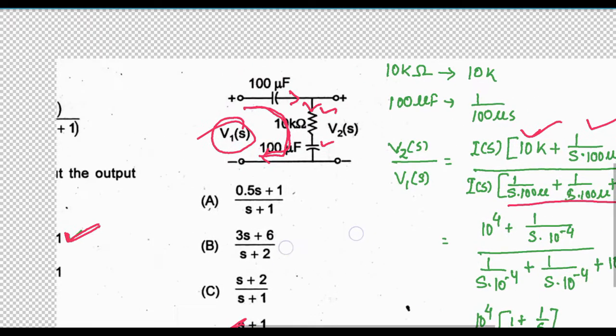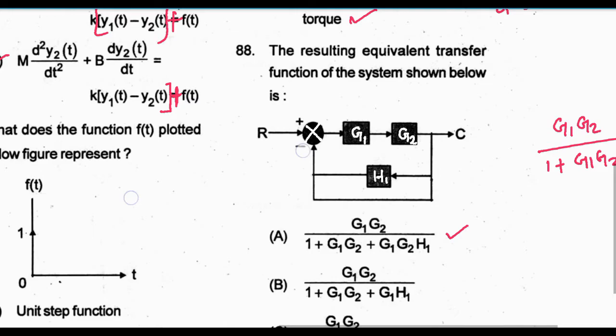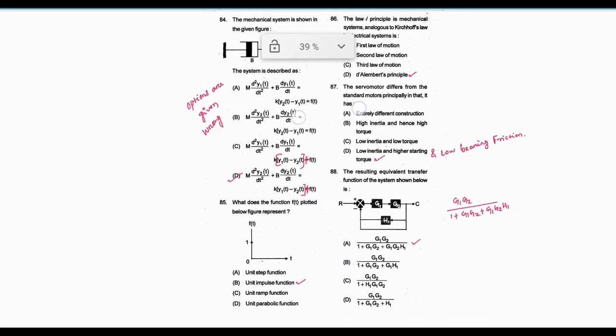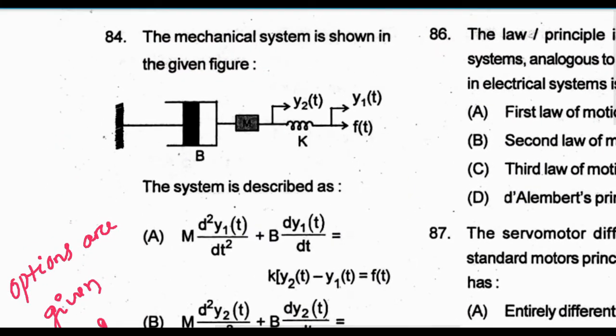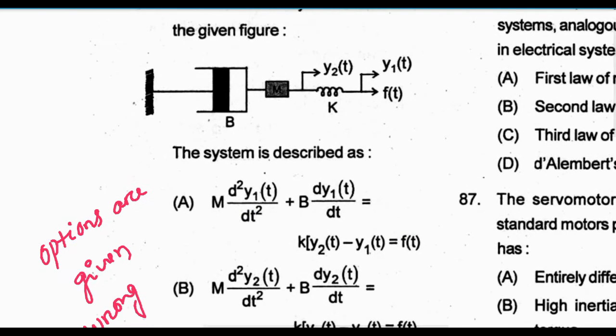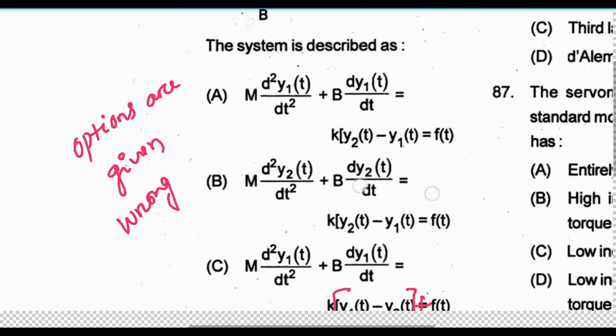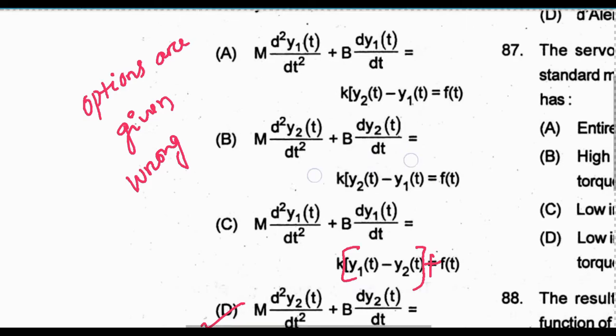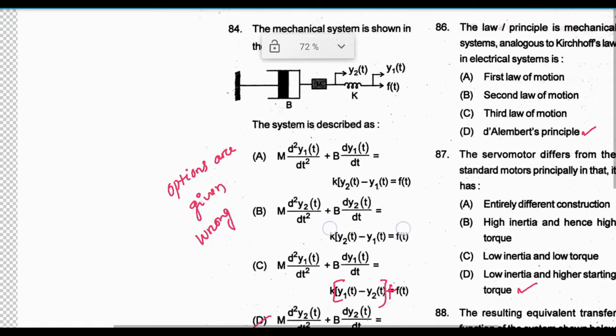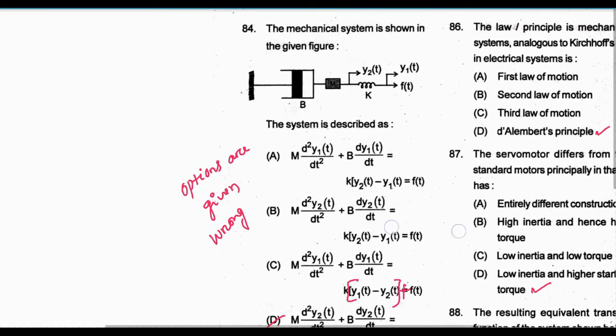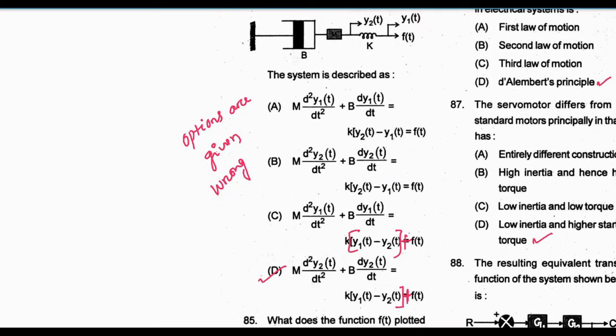Next question, question number 84. The mechanical system is shown in the given figure. The system is described as. So here we have to convert this to mathematical form. This is the mechanical system given here, so first thing we have to consider, here I have already marked this one.